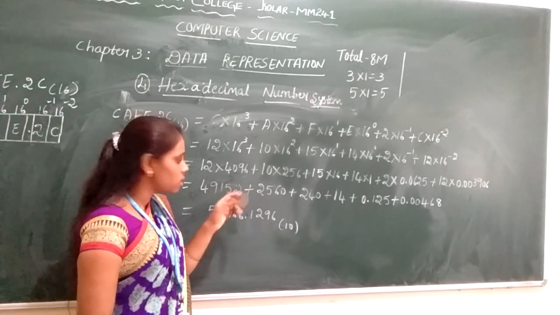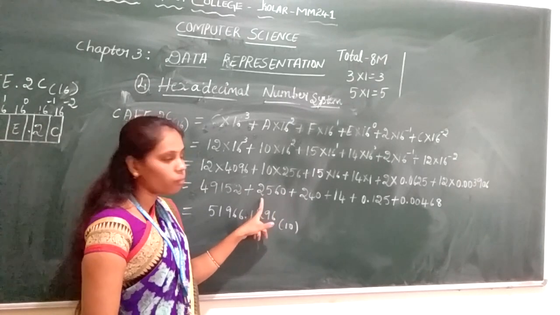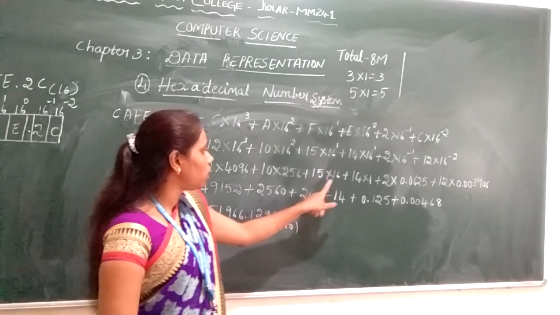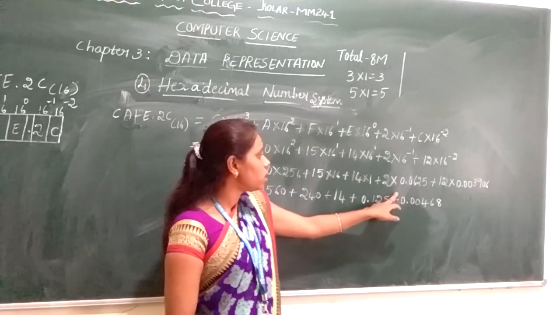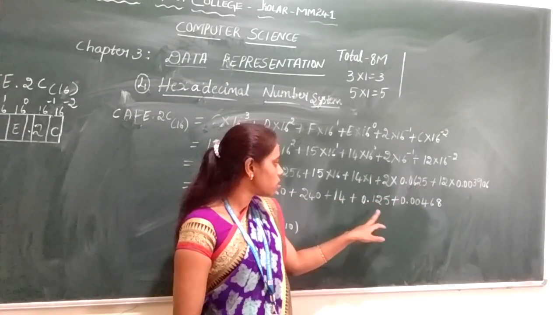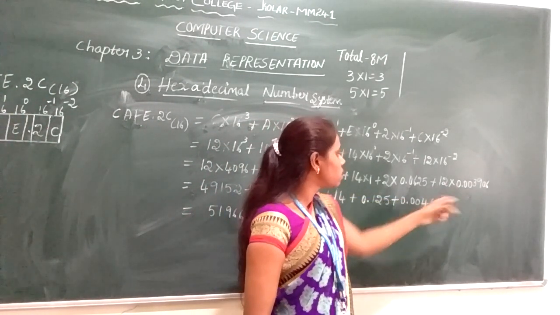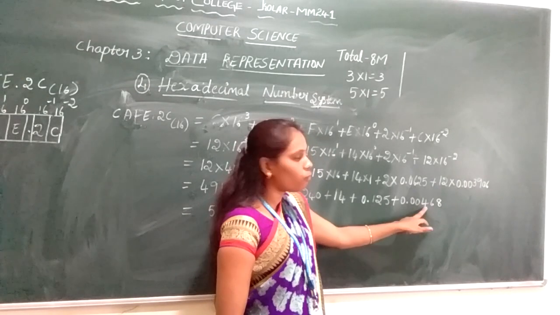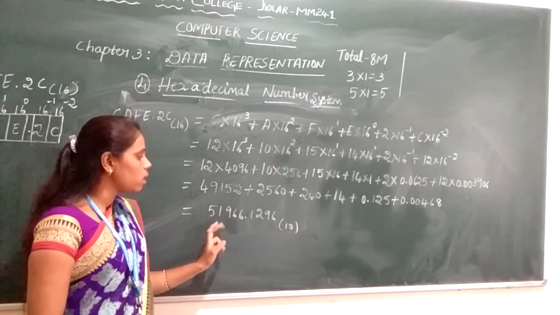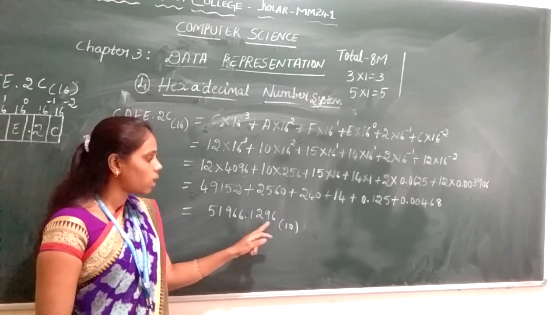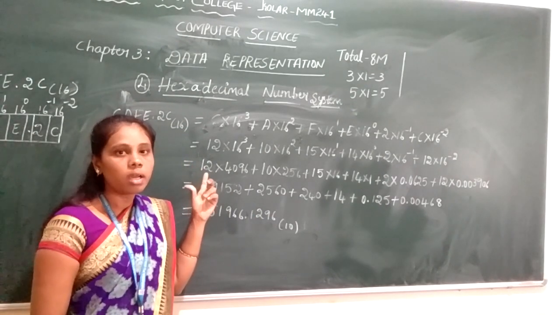12 into 4096 is 49152, plus 10 into 256 is 2560, plus 15 into 16 is 240, plus 14 into 1 is 14, plus 2 into 0.0625 is 0.125, plus 12 into 0.003906 is 0.00468. Now add all these terms, you will get the value as 51966.1296. This is your decimal equivalent value for the given hexadecimal number.